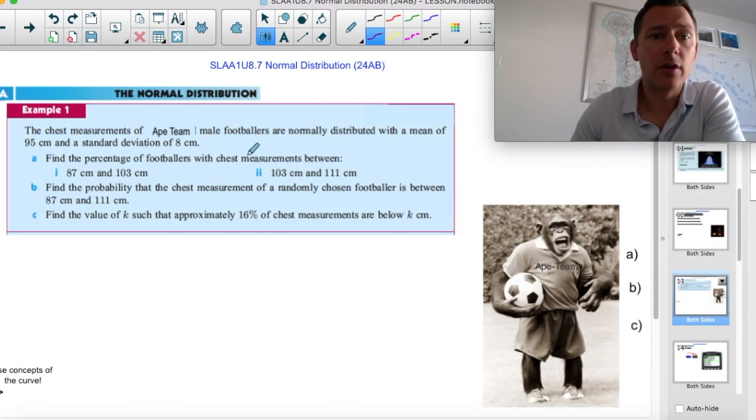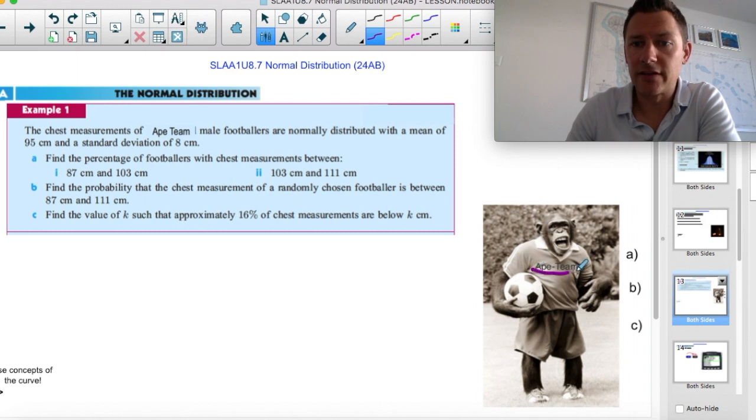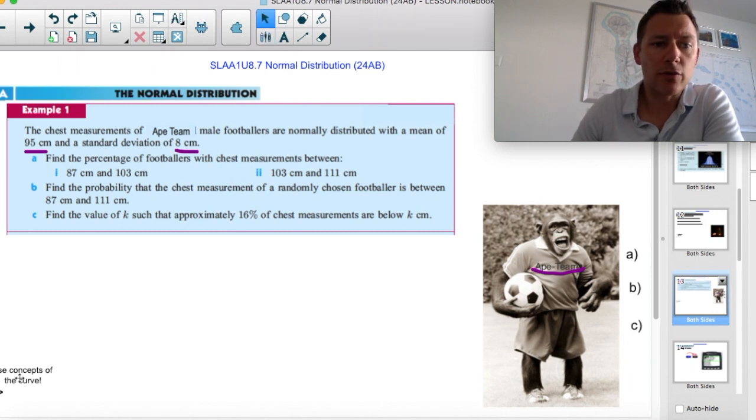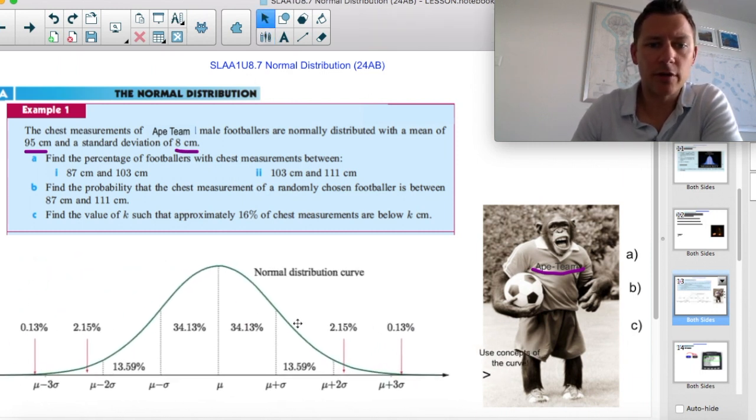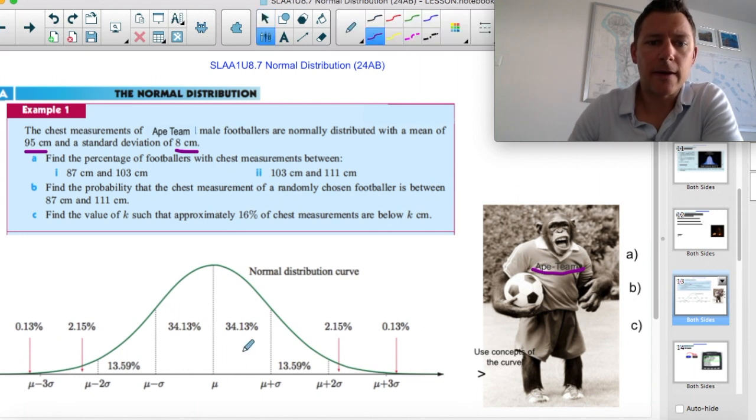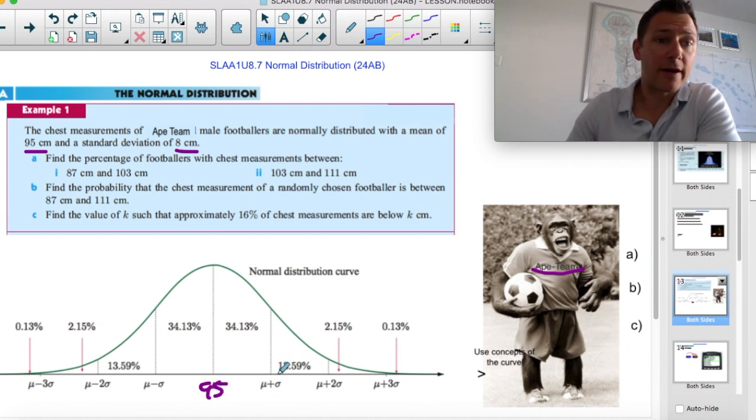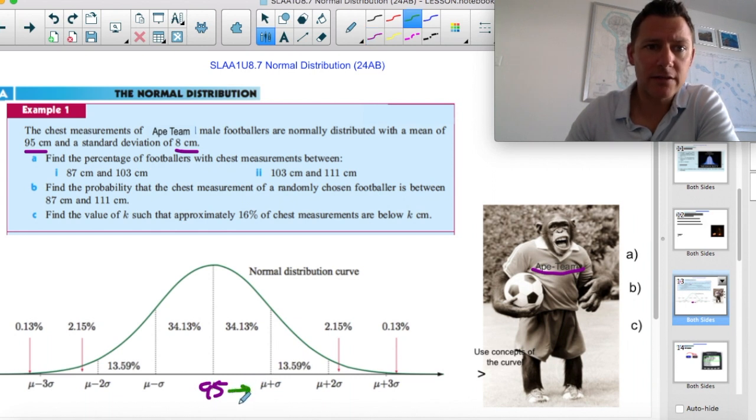Here's another example. You have chest measurements, so like the distance around your torso. It has a mean and a standard deviation. So I'm going to use the standard deviation concept curve and work with that. So I know that the middle is 95, 95 centimeters around, and that a standard deviation is 8 units.